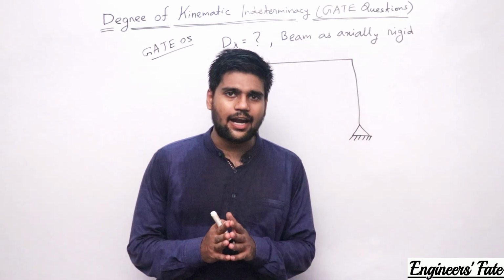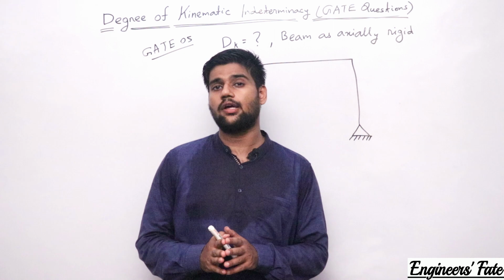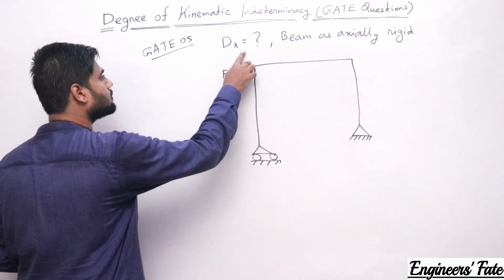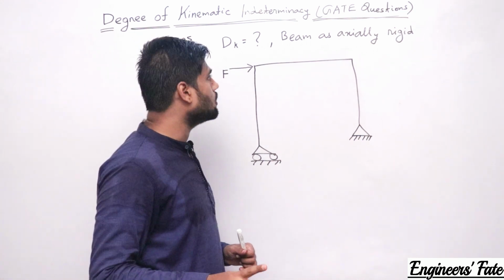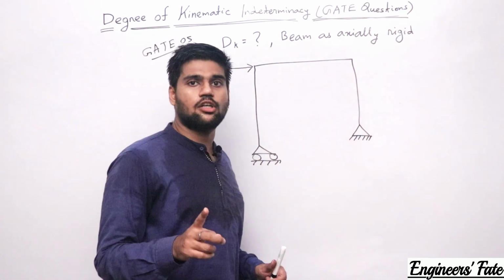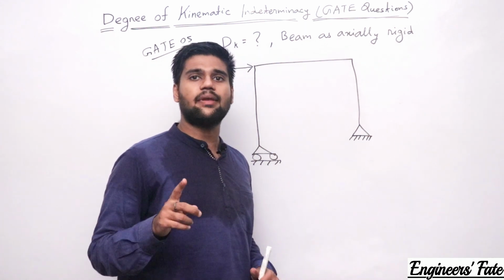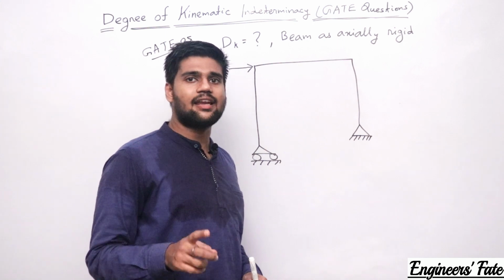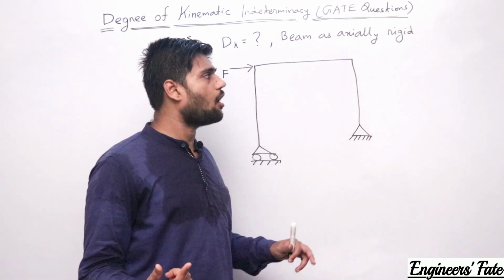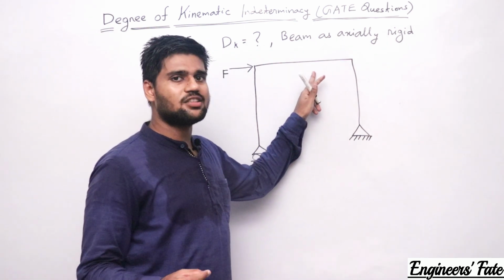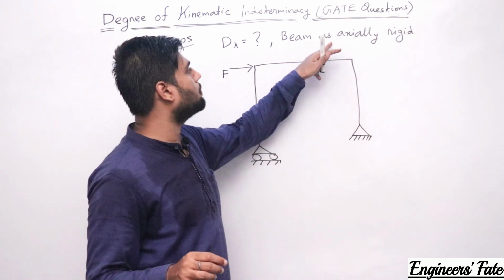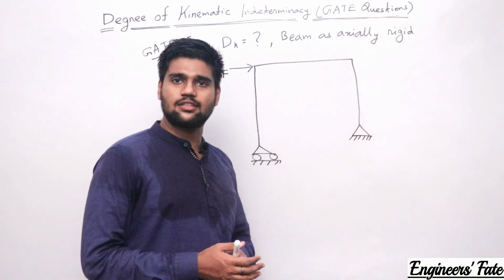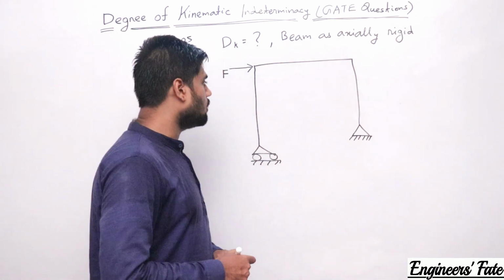I hope you have tried this question, and this is one of the good questions. In this question he is asking us dk, but what he has mentioned is that the beam is axially rigid. He is mentioning the beam as axially rigid, which means you have to find dk and then subtract the member of the beam only, because in the question he is clearly mentioning the beam is axially rigid, meaning axial deformation is neglected for the beam only. So let's find dk.